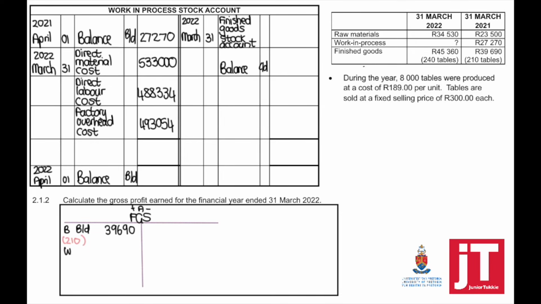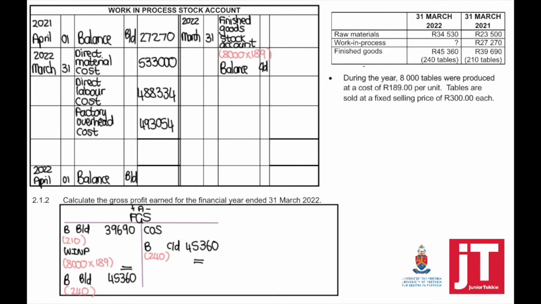That equals 210 tables. I want to find out the cost of finished goods produced, which is from the work in process stock account. The balance at the end was given to me, 45,360. Balance brought down means balance carried down. They said that equaled 240 tables.